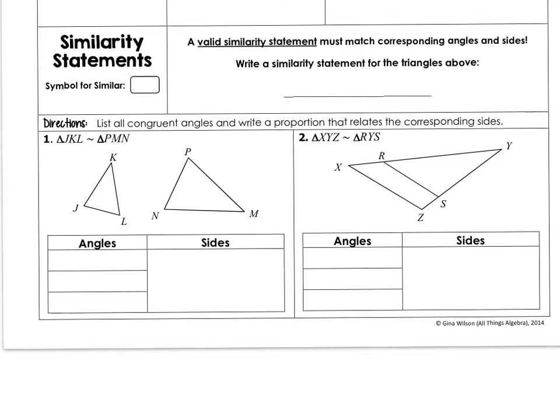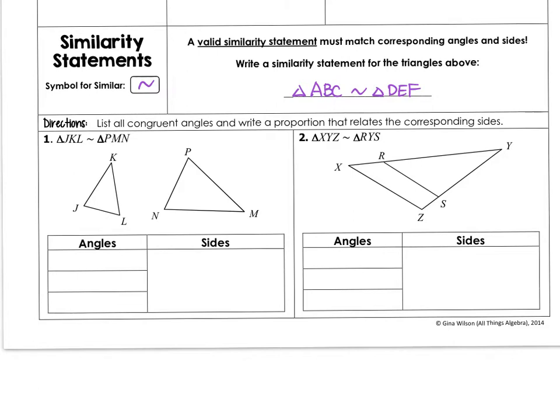So this leads us to similarity statements. Similarity statements, just like congruency statements, must match corresponding angles and sides. And we use this little wiggly symbol to denote it. So in our example above, we would say triangle ABC is similar to triangle DEF by definition, because all the corresponding angles are congruent and all the corresponding sides are proportional.